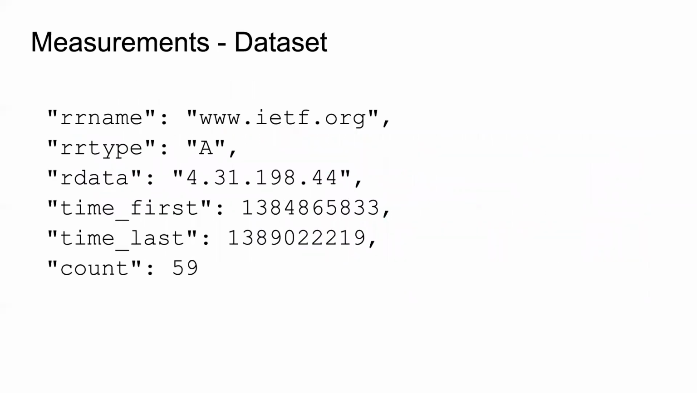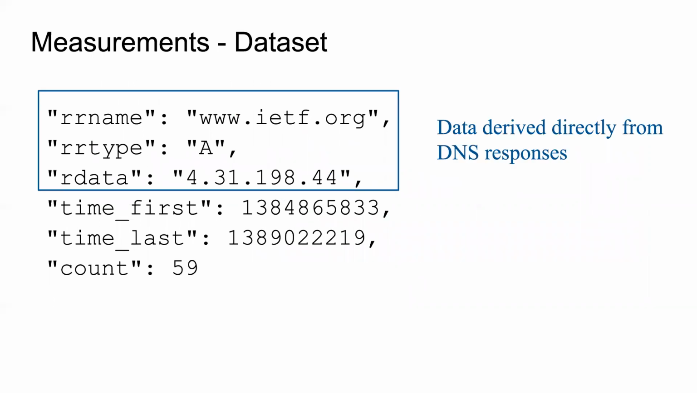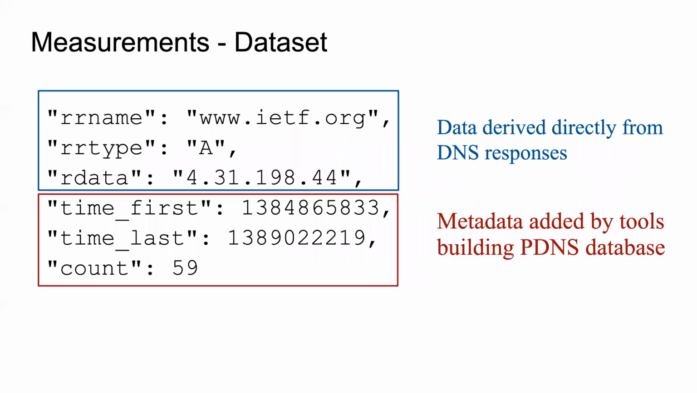To clarify some of the following discussion, it's also helpful to see the basic anatomy of the PDNS records we used. The first three fields were taken directly from the captured DNS response. The rname field contains the name of the resource requested in the original query. The rtype field indicates the type of resource requested, and the rdata field includes the response. The next three fields are added by the tools creating the DNSDB. The first and last seen timestamps indicate the first and last times the input to the PDNS database captured the given response, and the count indicates the total number of times this response was seen in the input.